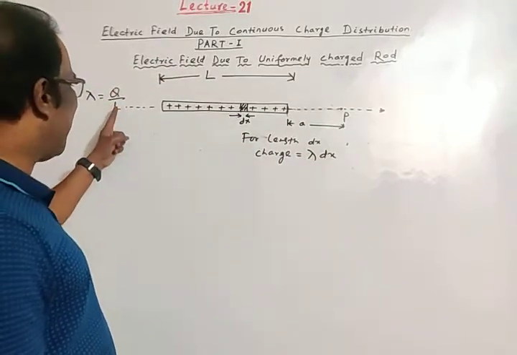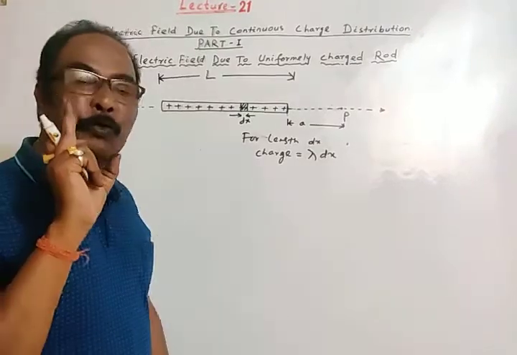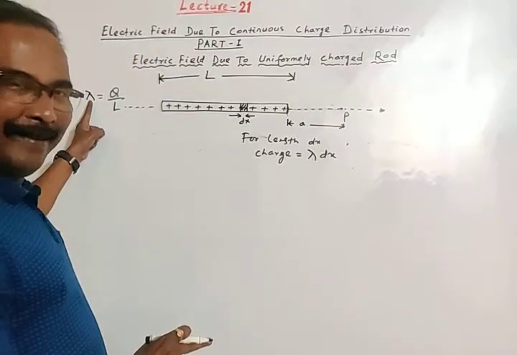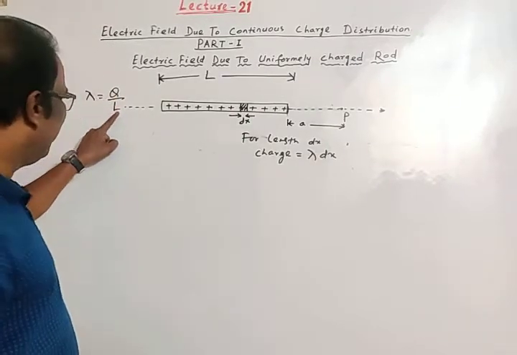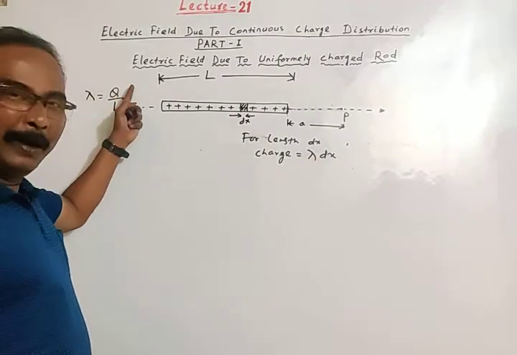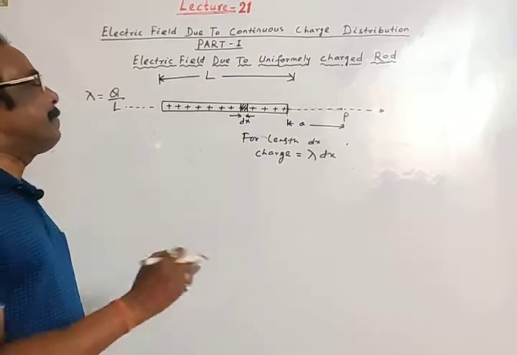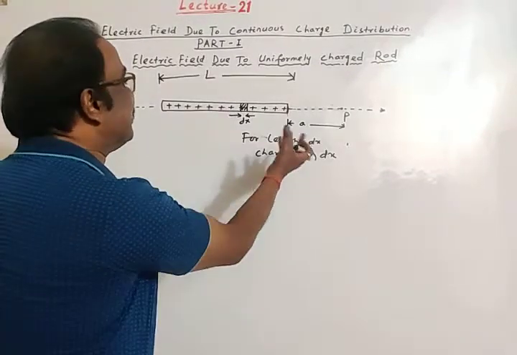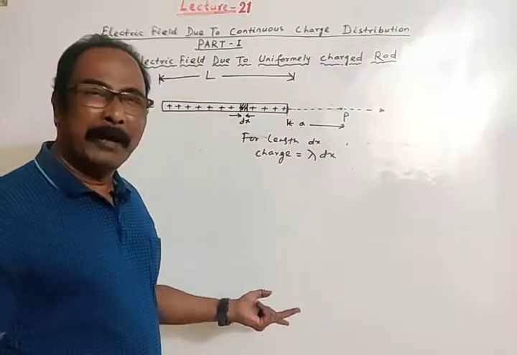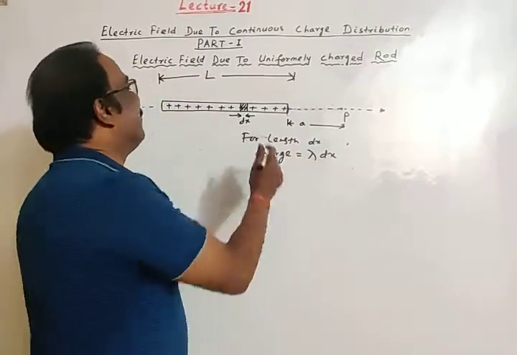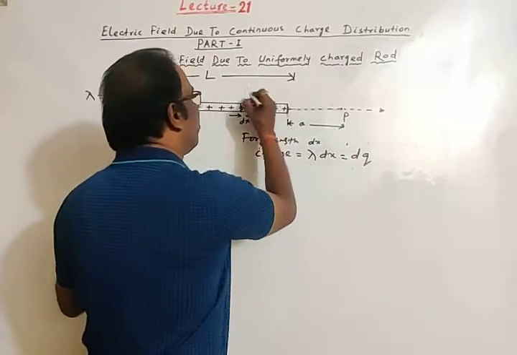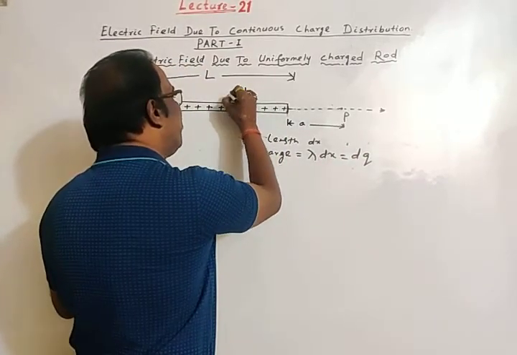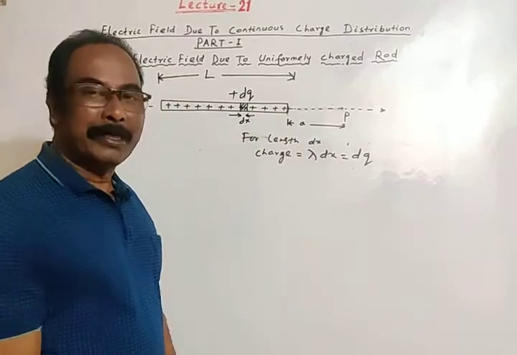Lambda is charge per unit length. If length is 1 unit, then charge is lambda, numerically equal to lambda. Then per length dx, charge is lambda into dx. Let's take this charge as dq. So here the charge is dq, and that is positive charge.